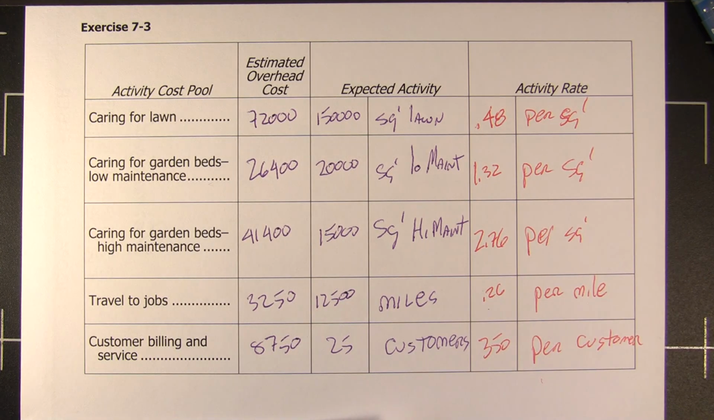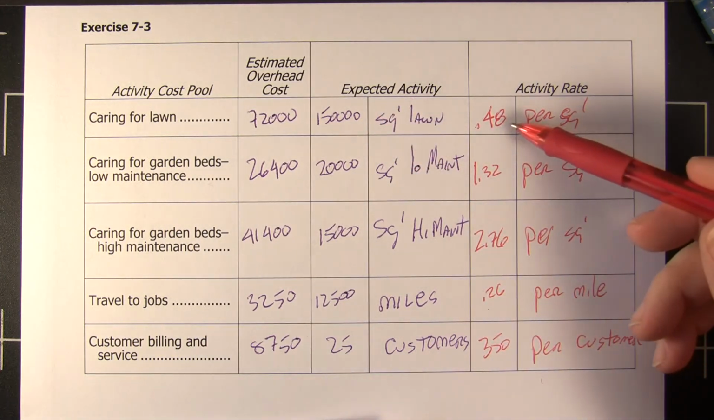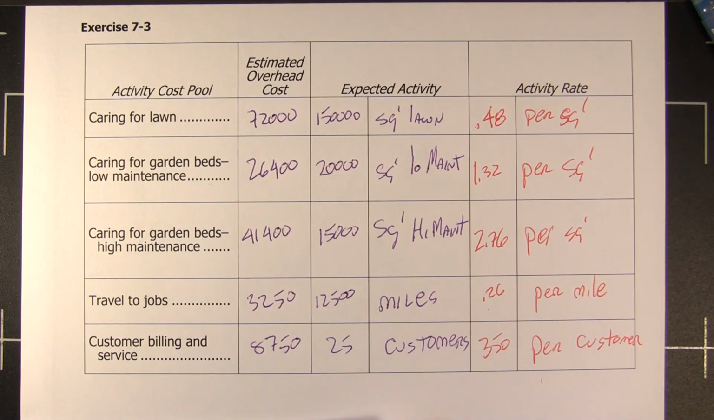The reason you do this is that next year, if this dummy gets off his butt and goes out and sells some more lawns, he can estimate his cost based on how many additional square feet of lawns. His overhead's going to go up by 48 cents per square foot. That's the concept. Remember, it's a management concept.